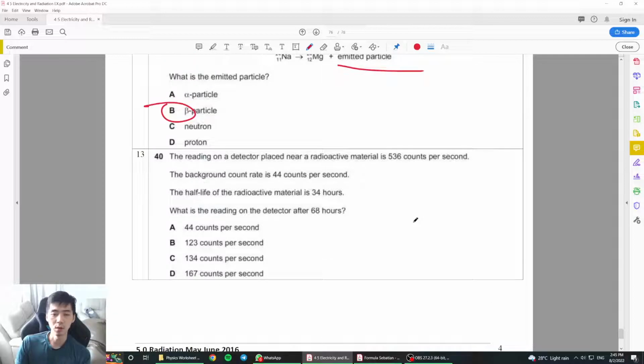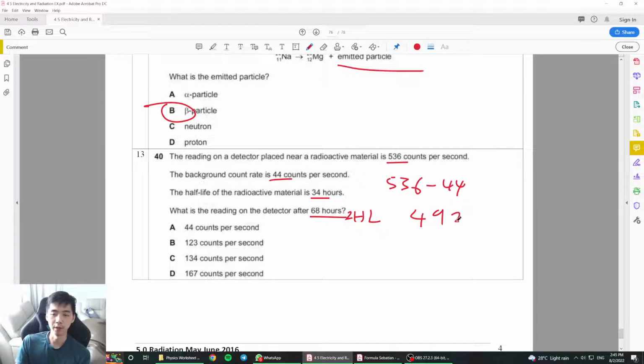This one is one of my favorite questions, which I have probably given you guys in class before. A reading on the detector placed near is this amount. The background is this amount. The half-life is this amount. What is the reading on the detector after 68 hours, which is 2 half-lives, right? So initially it started off with 536, but this is inclusive of background. So you need to minus this off, minus 44 here. You'll get 492.